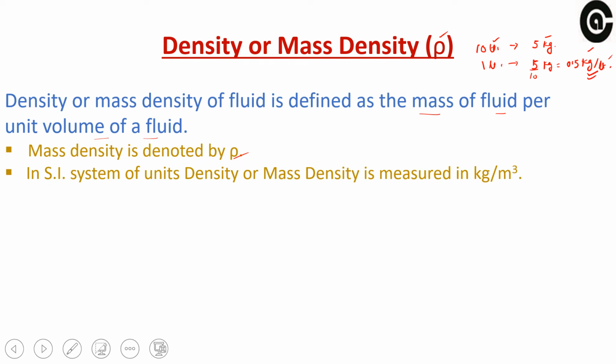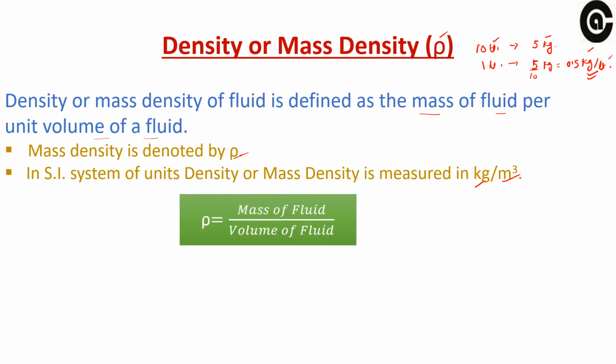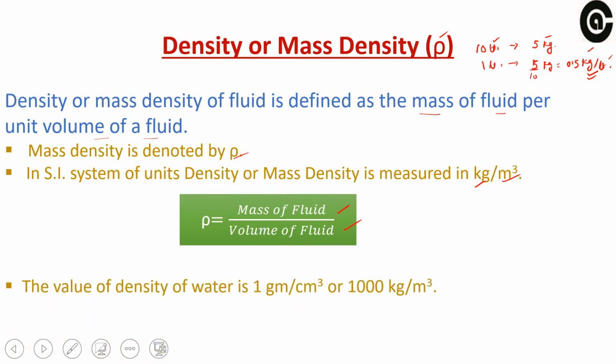In SI system, it is measured in kilogram per meter cube. Mathematically, it is represented as the ratio of mass of fluid to the volume of the fluid. The density of water is given as 1 gram per centimeter cube, or if you convert the gram into kilogram and centimeter into meters, then you get 1000 kilogram per meter cube.